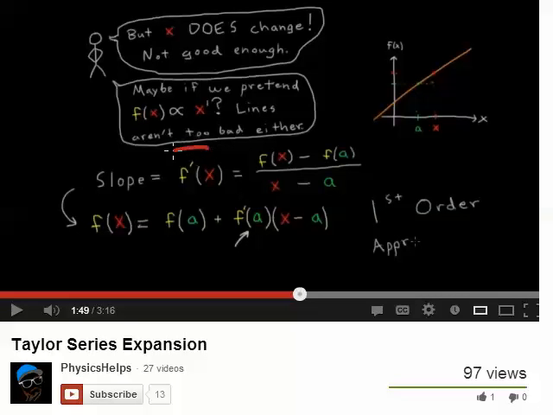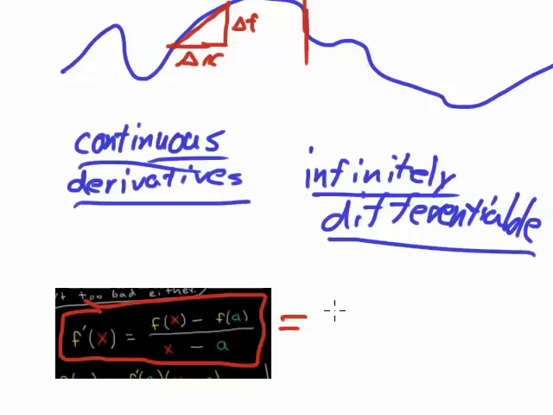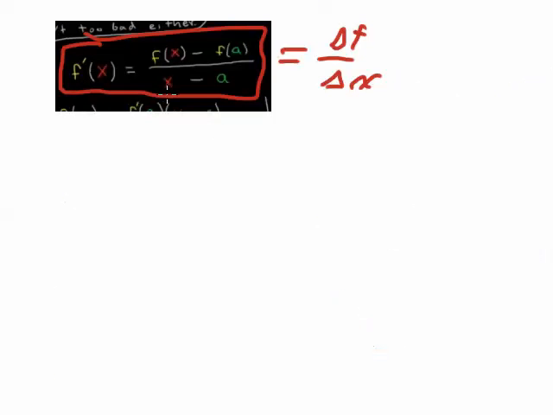Physics helps, especially this one right here. This is kind of a definition of the secant line of a function. The slope of f is equal to the change in f divided by the change in x. So if we imagine this section right here, this is delta f, this is delta x, and f prime is equal to delta f over delta x, and we can solve this by multiplying both sides by x minus a.